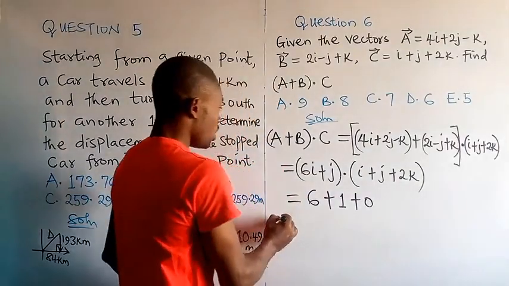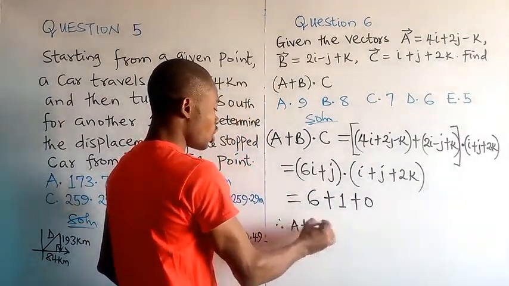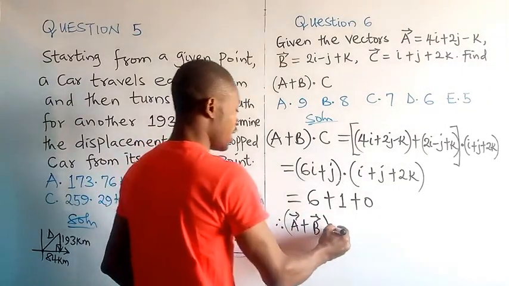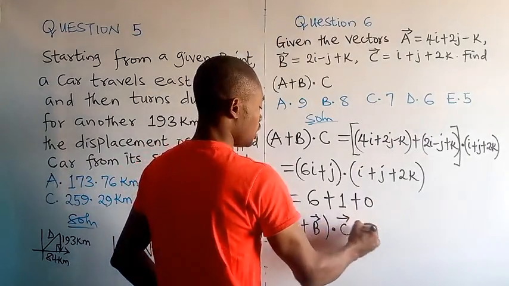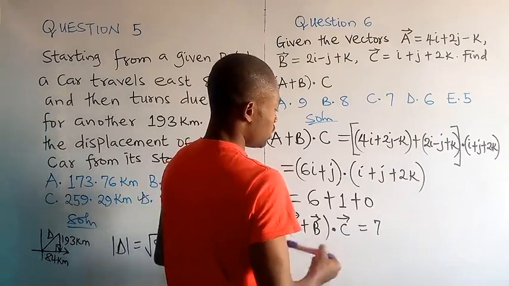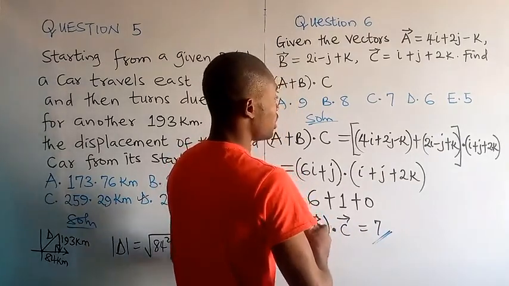0. So is it clear that the vector resolution here, what it wants us to do, vector a plus b and then dot vector c, is going to give us, if you add up this, you get 7. And you see clearly that the correct answer is C.